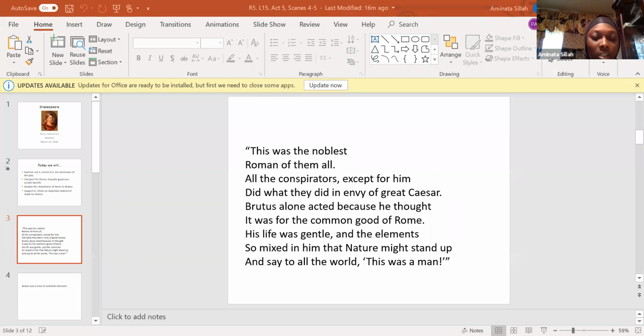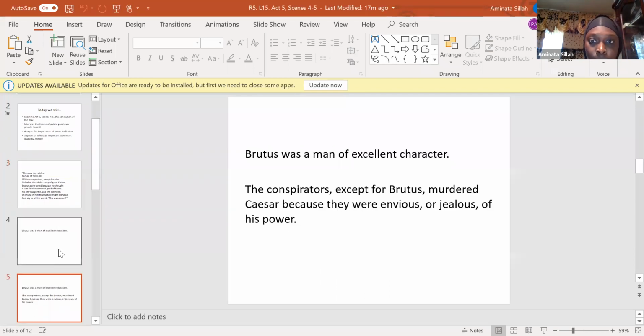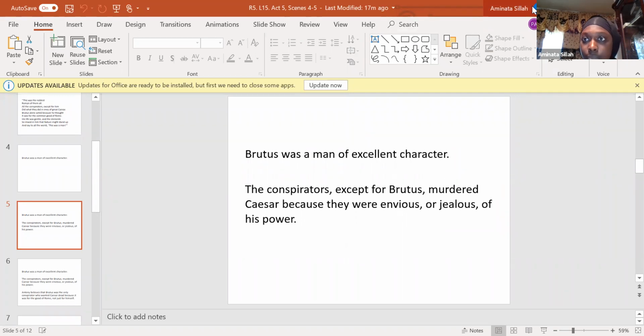So I wanted to think about the next line. Brutus was a man of excellent character. It's also saying that the conspirators, except for Brutus, murdered Caesar because they were envious or jealous of his power. What does Antony say next about Brutus? What does he say next about Brutus?